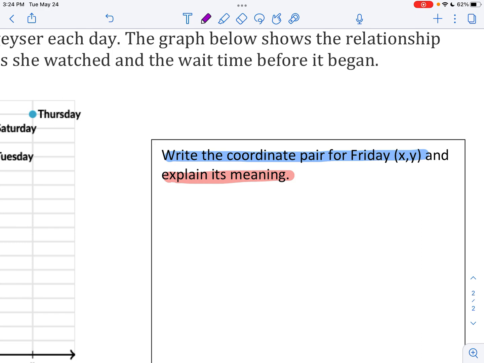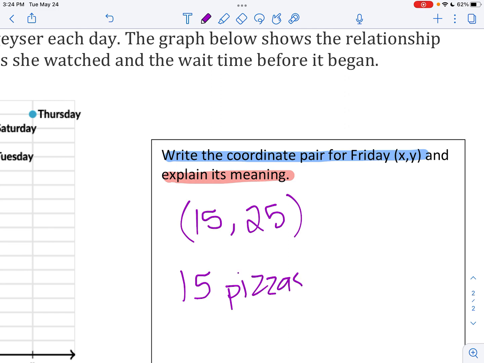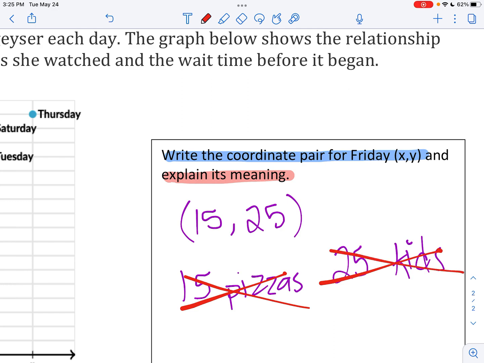This is not the right answer. You could write, again, this is not the right answer, I'm not even looking at the graph, 15, 25, and then you would write 15 pizzas, 25 kids, right? That might be 15 pizzas get split between 25 kids. Don't write this, but that's an example. You need both things. You would need the coordinate pair, and you would need to tell me what both numbers mean.